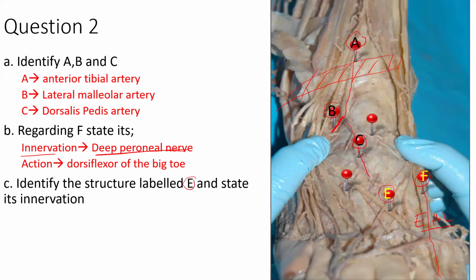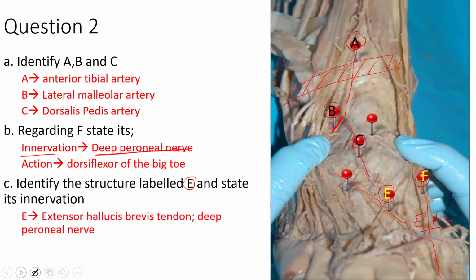Identify the structure labeled E and state its innervation. This is structure E. You can see it's a tendon, and it is also coming to insert into the great toe. So that's the tendon of the extensor hallucis brevis. And it's also innervated by the deep peroneal nerve.